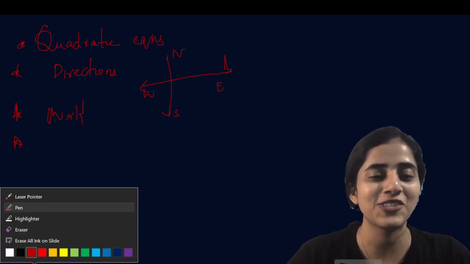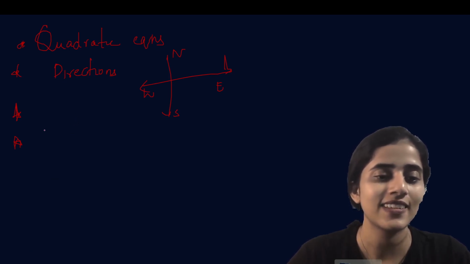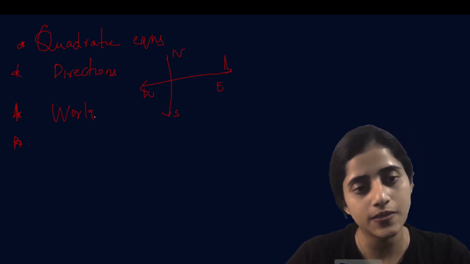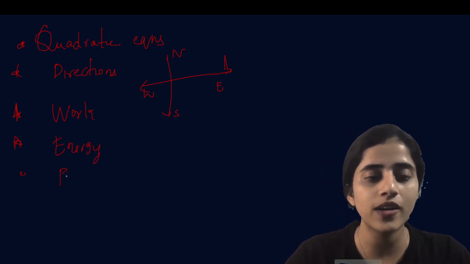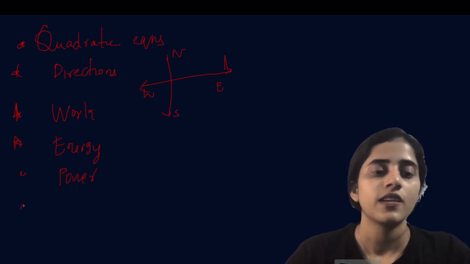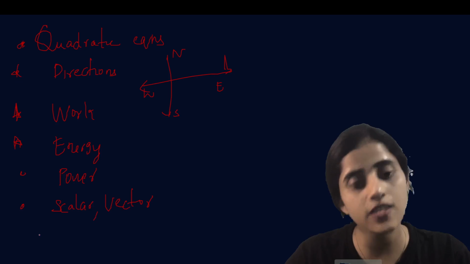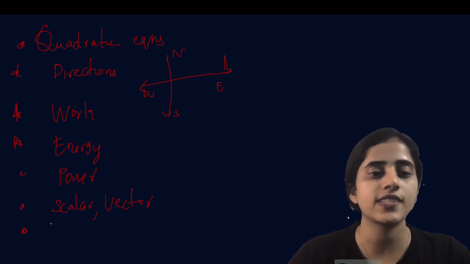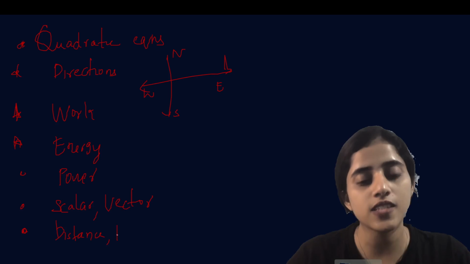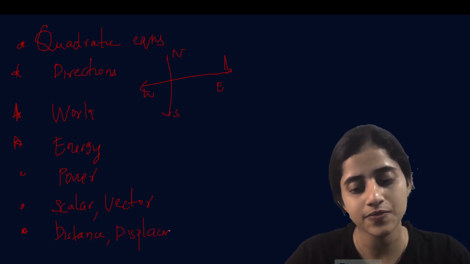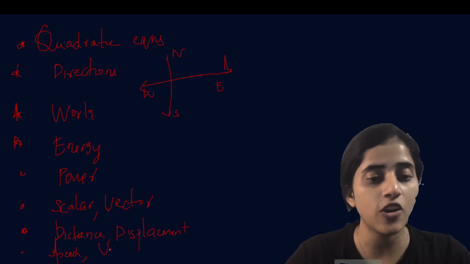Looks like I'm writing French, no? Just a second, students. We looked at work. We looked at energy. We looked at power. And then we looked at scalar quantities, vector quantities. What else did we look at? We looked at distance, displacement, speed, velocity.